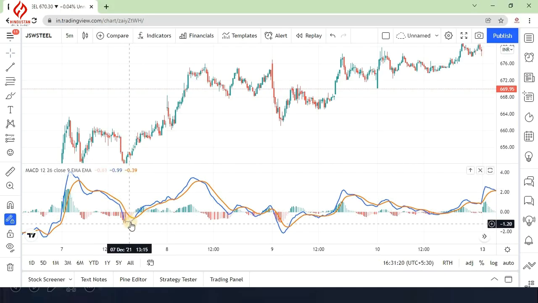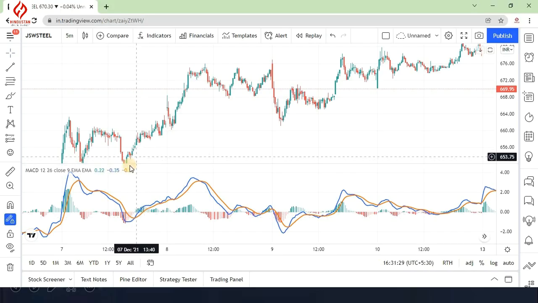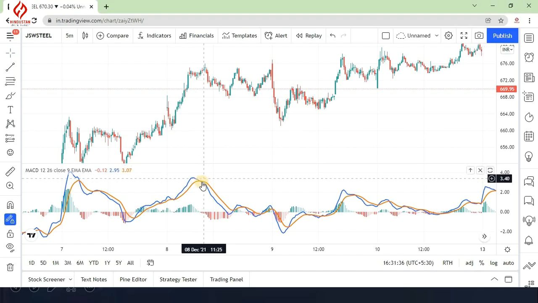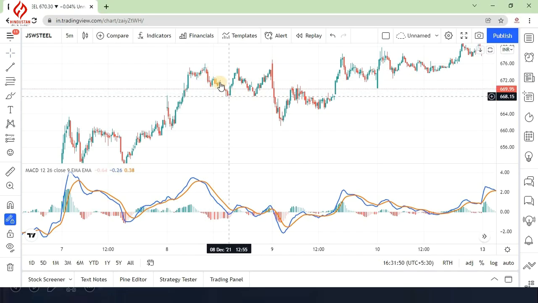So here you can see the MACD line crosses over the signal line and an uptrend has started, right? And here the MACD line, that is the fast moving average line, crosses below the slow moving average line, that is the signal line. You can see a new trend has been formed, that is a downtrend. You can see the downtrend, back to back red candles, right?